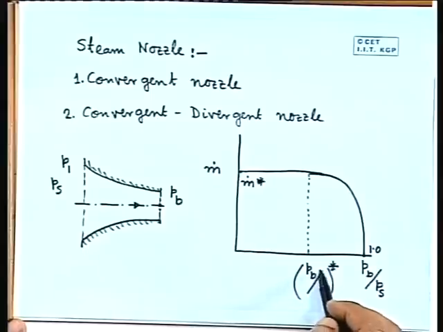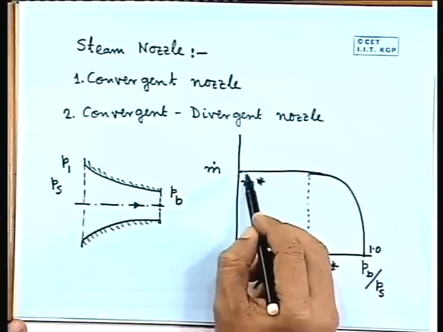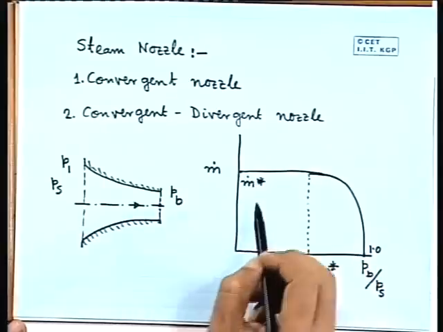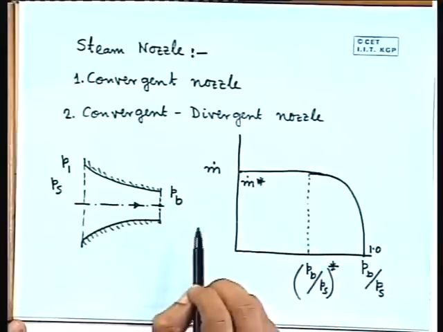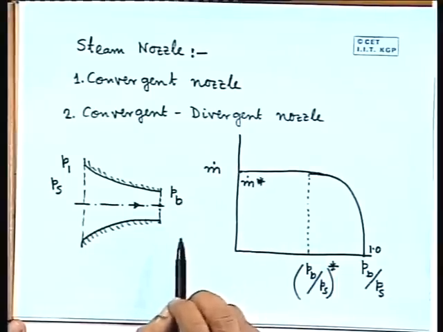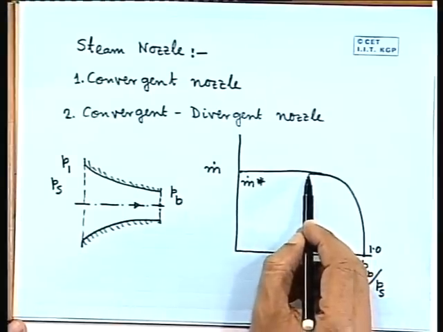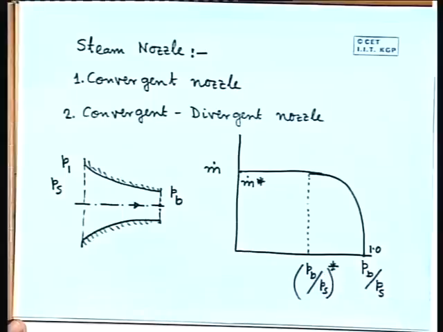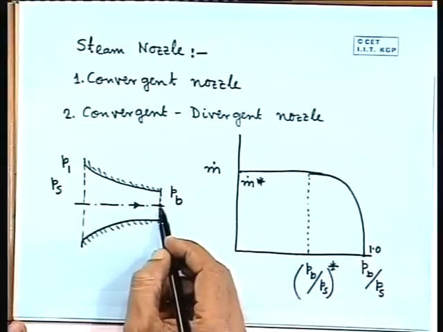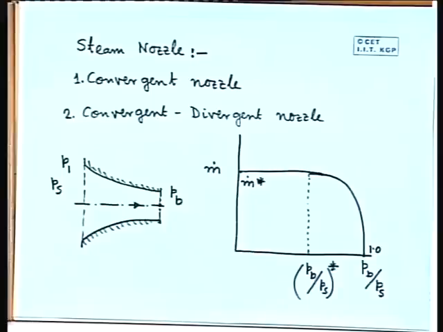So, this ratio is the critical pressure ratio, PB by PS star, and the m dot at this corresponding condition, denoted by m dot star, is the critical mass flow rate through the nozzle. Physically, what happens? At this condition, when you attain this critical pressure ratio, the velocity at the exit plane of the nozzle is the local sonic velocity or velocity of sound.